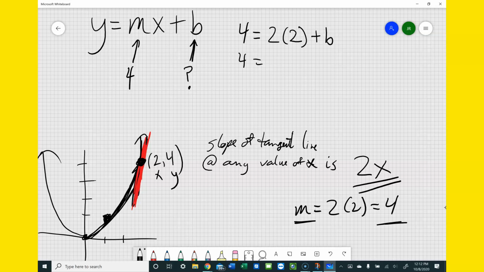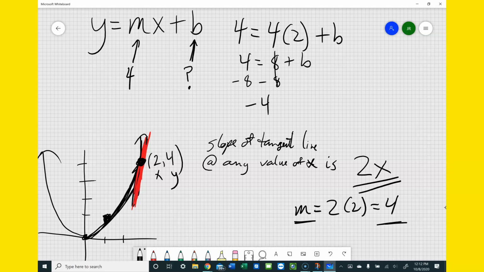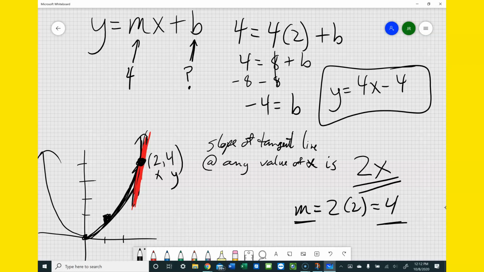I'm sorry, I see now I wrote something wrong right here. m is 4, I accidentally wrote 2 right there. I'm plugging 4 in for y. m is 4. I'm plugging 2 in for x. And I'm solving for b. So 4 equals 8 plus b. Subtract 8, and negative 4 is b. Now I have the equation of my line. The equation of this tangent line is y equals 4x minus 4. And now I've answered the whole question.